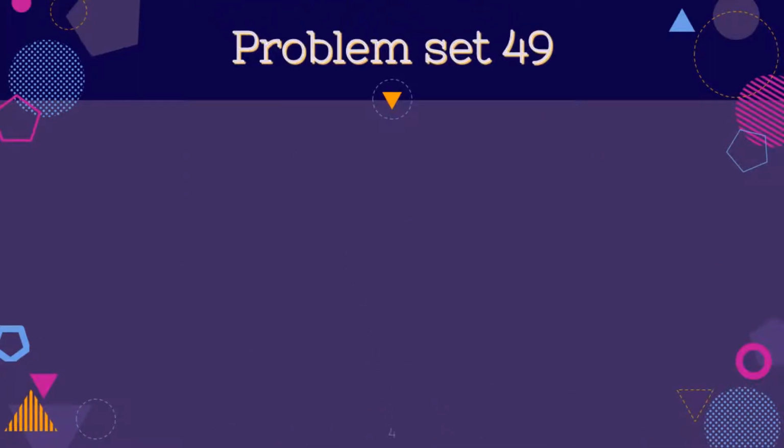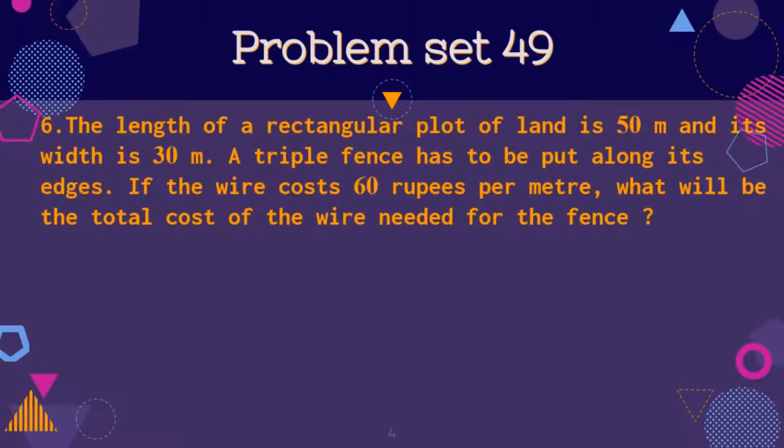Next question is, the length of a rectangular plot of a land is 50 meter and its width is 30 meters. A triple fence has to be put along its edges. If the wire costs 60 rupees per meter, what will be the total cost of the wire needed for the fence?